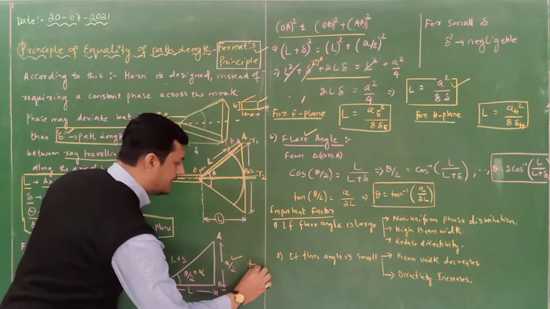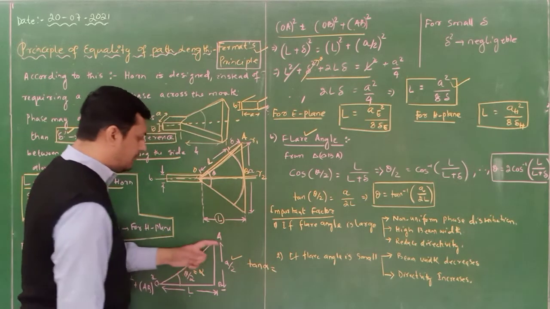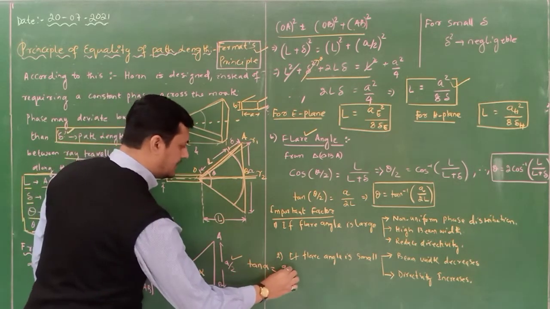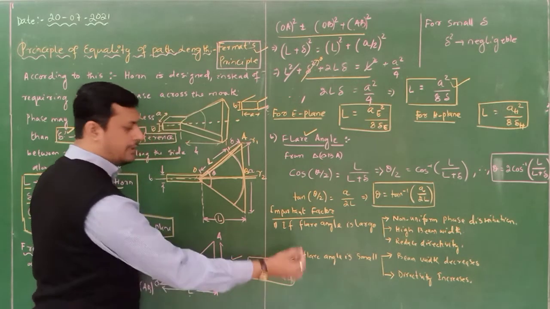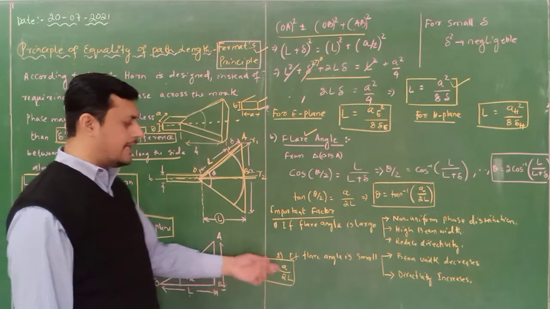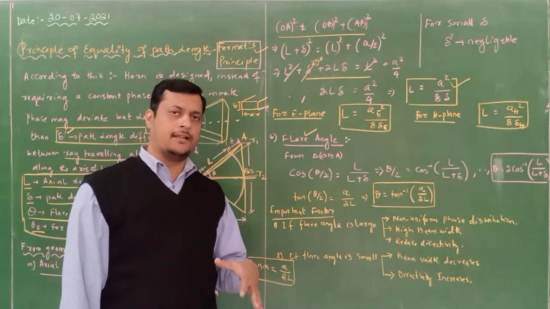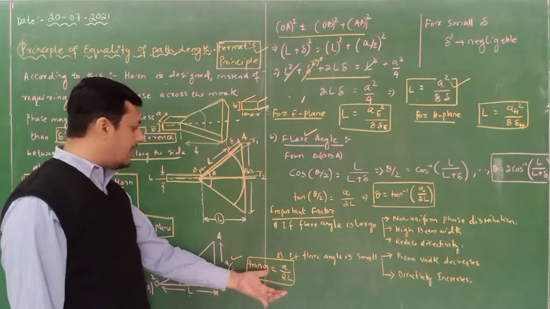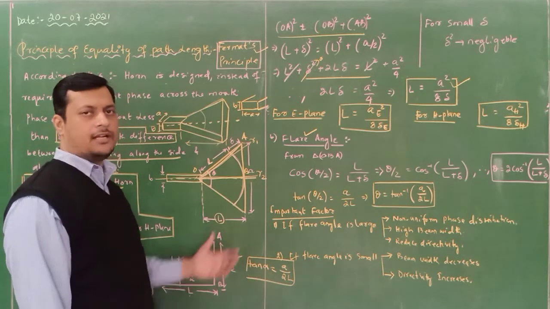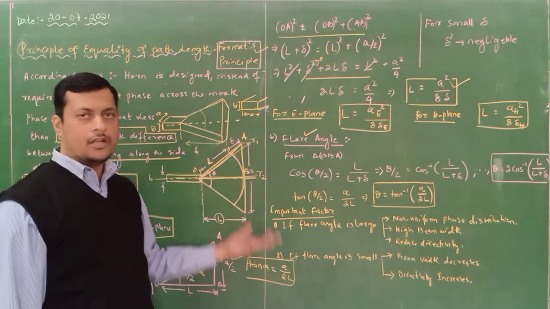So here I will write tan alpha is equal to perpendicular by base, it is a by 2l. If you take the inverse, alpha is equal to tan inverse of a by 2l, you will get this total flaring angle. So that flaring angle alpha is nothing but theta by 2. You have to multiply 2 to it, you will get your total angle.